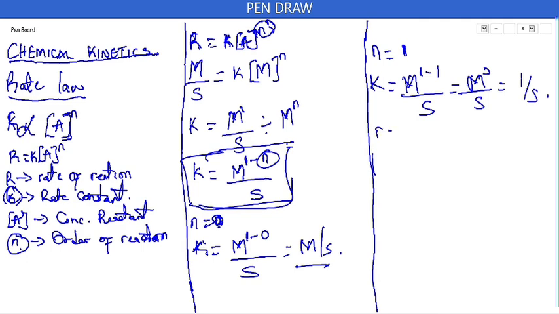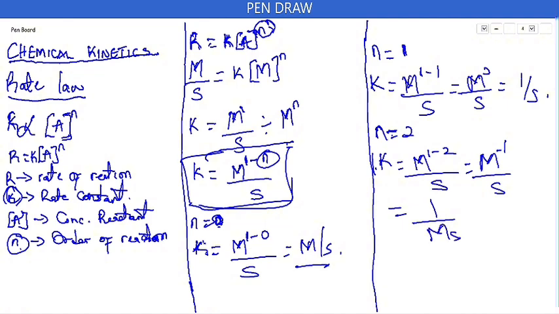Now if our n is equal to 2, that is, if our order of reaction is 2, then our K will be equal to M raised to power 1 minus 2 over seconds. So we are going to have per molar seconds, or in other words, per molar per second for a second order reaction, and so on and so forth. That's how we get the SI unit for K.